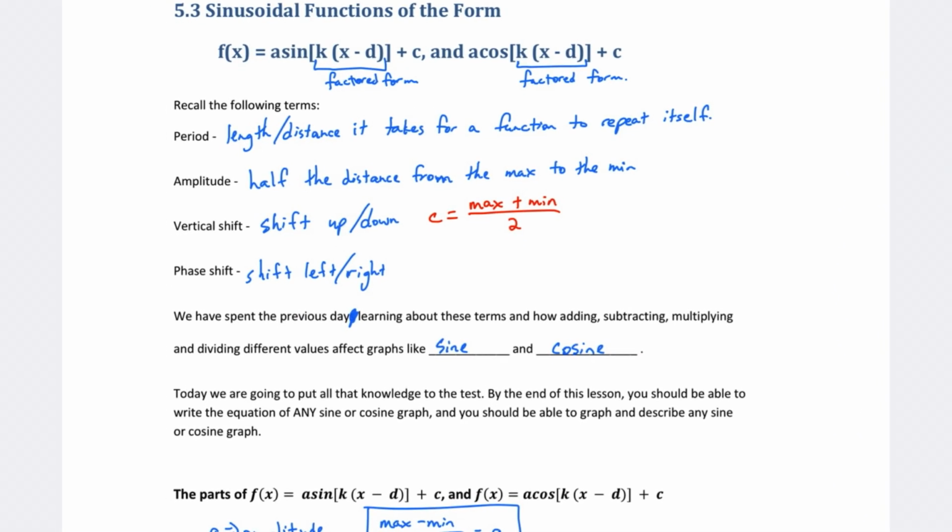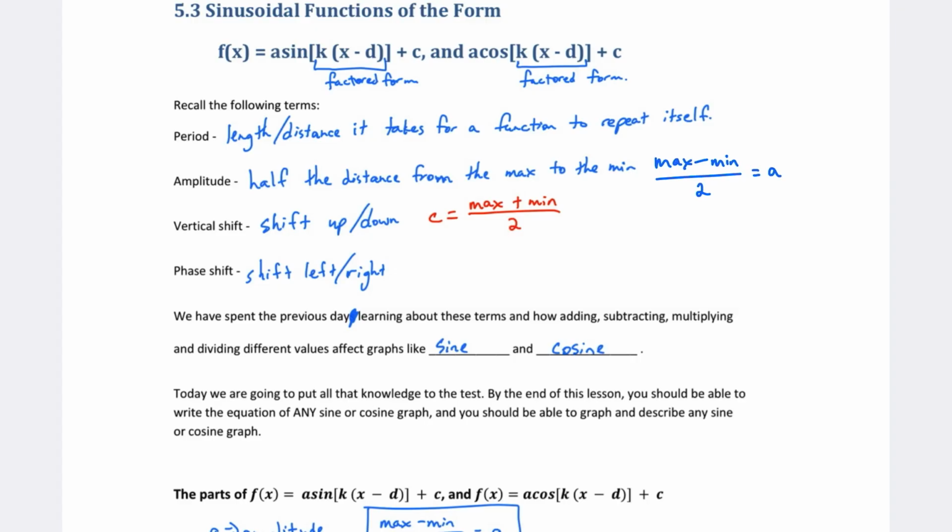So first of all, the term period means the length or distance it takes for a function to repeat itself, or for a cycle. The amplitude is half the distance from the max to the min. So the formula for that one is half the distance, which would be max minus min divided by 2. Okay, and that will give us our amplitude. So we looked at that earlier.